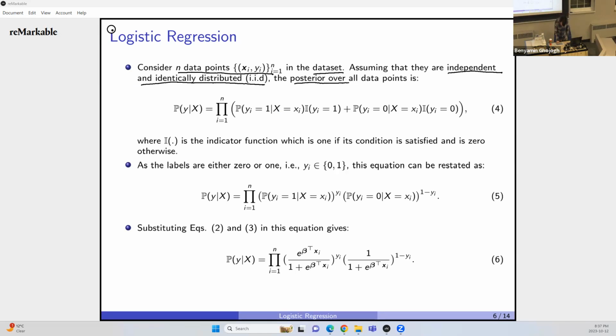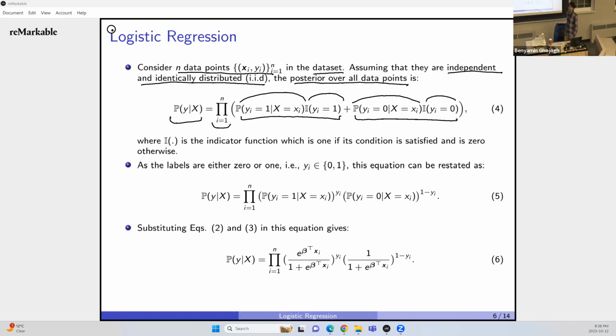Then the posterior becomes over all of the data. The posterior was the probability of y given x. Why can I use multiplication? It's a kind of joint distribution and they are independent, so I can write multiplication. And for every point, the point is either in class 1 or class 0. In the training phase, I know the labels. So I can write it as the probability of class 1 if it belongs to class 1, plus the probability of class 0 if it belongs to class 0.